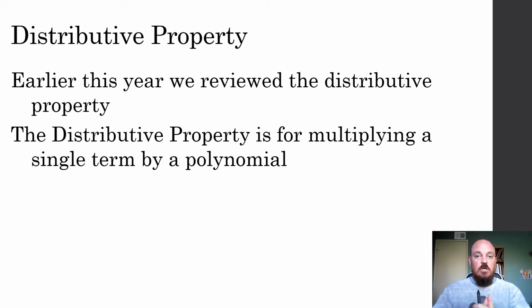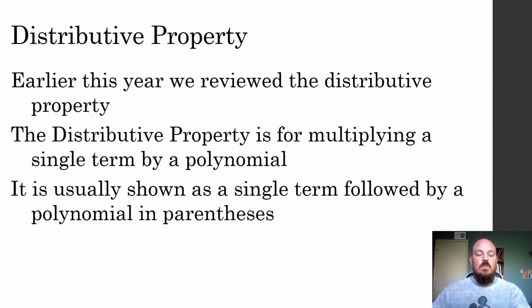Now we just finished talking a lot about multiplying terms. Now instead of multiplying one term by one term, we're going to be multiplying one term by something with more than one. So in the problem, it's probably going to be shown as one thing in parentheses that has more than one term in it. That's our polynomial. And then usually out in front of it is just a single term all by itself.